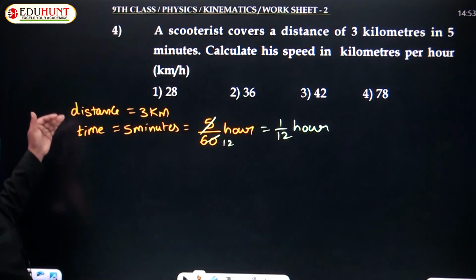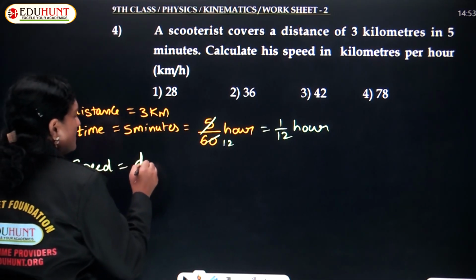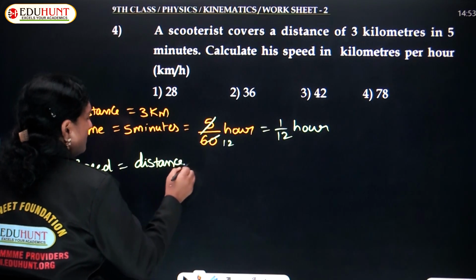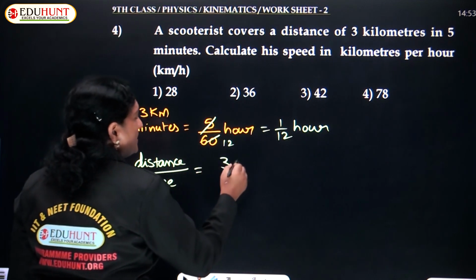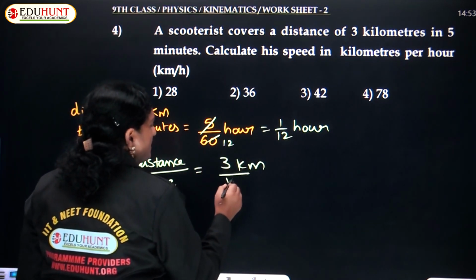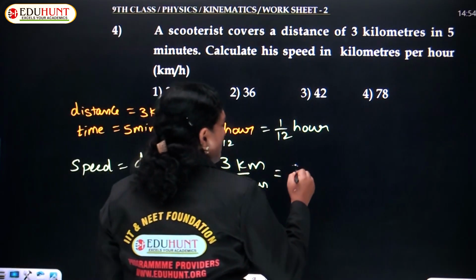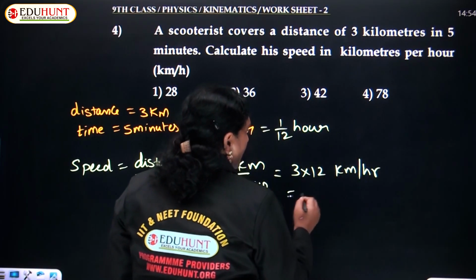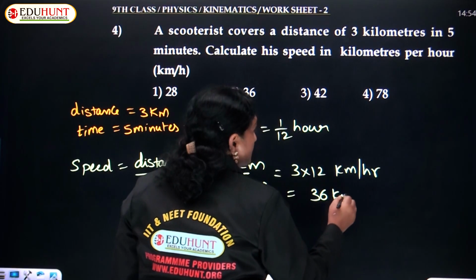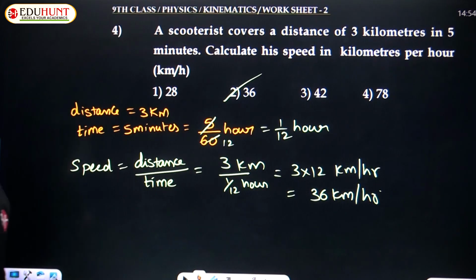Okay, so you know the value of distance as well as time. Therefore, speed can be calculated as distance upon time. So how much is the distance? 3 kilometer, and time is given as 1 by 12 hour. So finally 3 into 12 kilometer per hour, and that is equal to 36 kilometer per hour. So the correct option is option 2, that is 36 kilometer per hour.